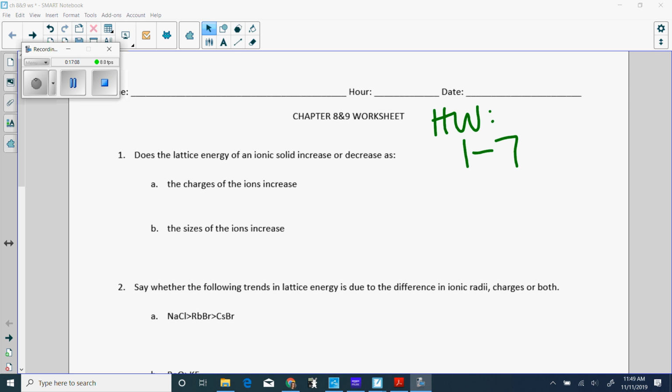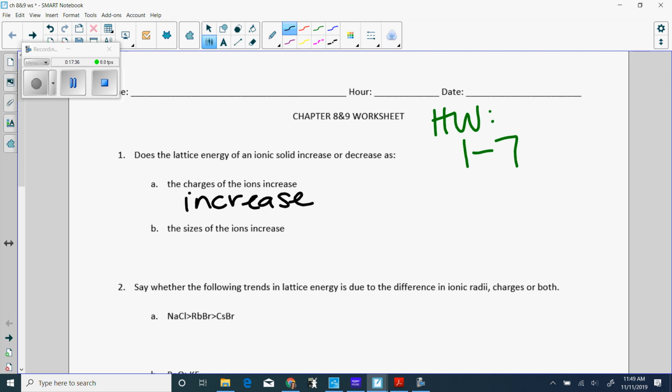So likely you're going to have to rank things and explain why. So does the lattice energy of an ionic solid increase or decrease as the charges increase? Our lattice energy, Q1 times Q2, is going to increase. Because it's going to be a stronger electrostatic attraction. +2 -2 is stronger than +1 -1.